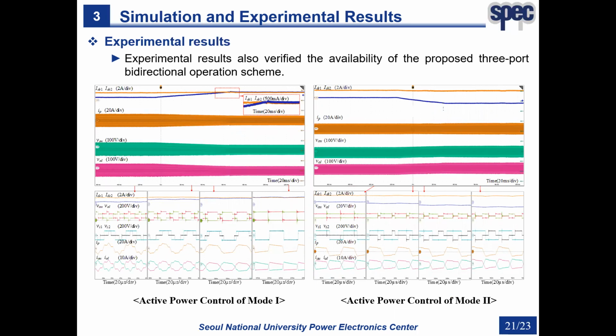Next is the experimental result of the active power control. Similar to the simulation results, the experimental results also verify the effectiveness of the proposed three-port bidirectional operation scheme.